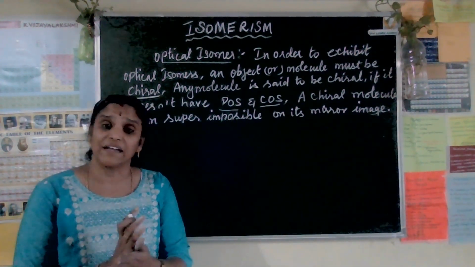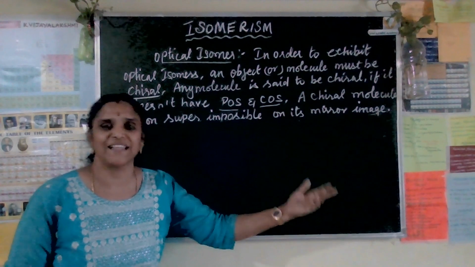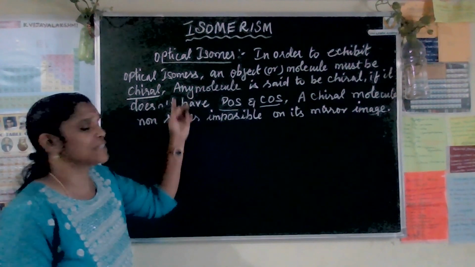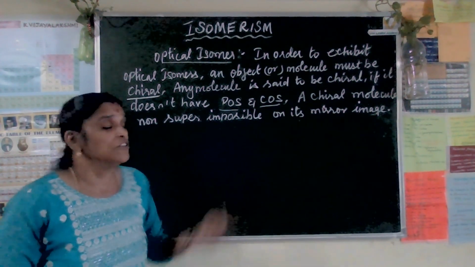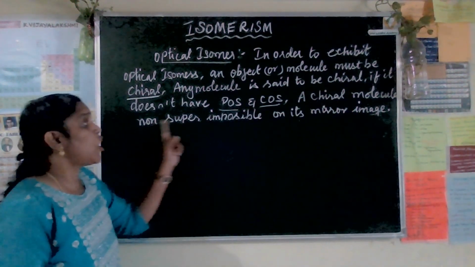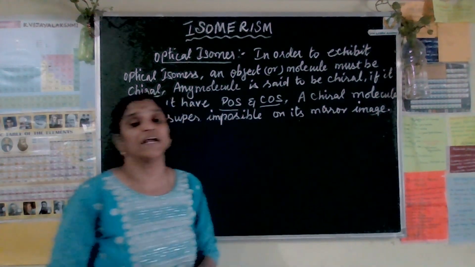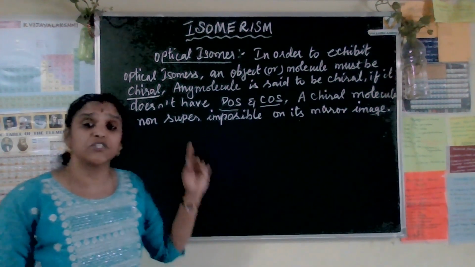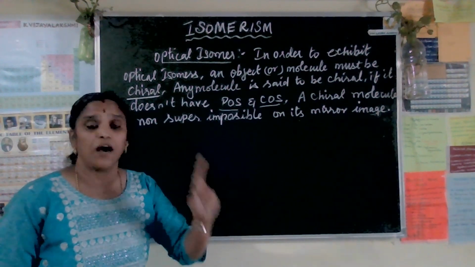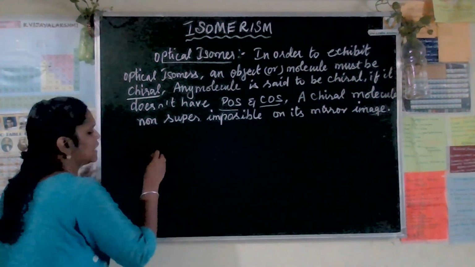Why? When you cut, it will be the same. So that is the symmetry. It should not have a plane of symmetry and center of symmetry. How is it possible? Because a chiral carbon has 4 different groups, right? So it does not have a plane of symmetry or center of symmetry. A chiral molecule is non-superimposable, that is very important, non-superimposable on its mirror image. So these are the points to be noted for optical isomers. Whenever you are checking a formula or molecule, these are the points to be noted to see whether it is possible or not.